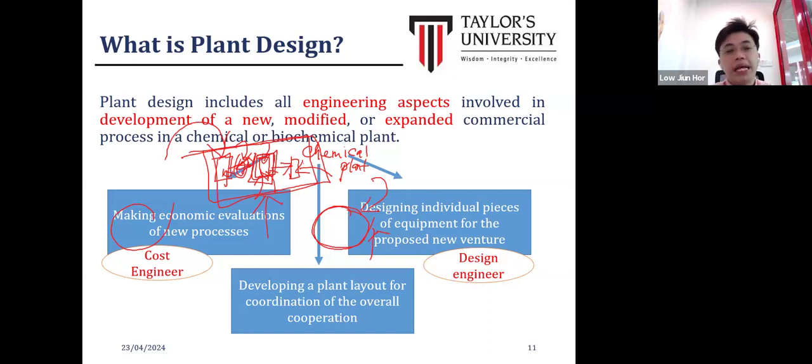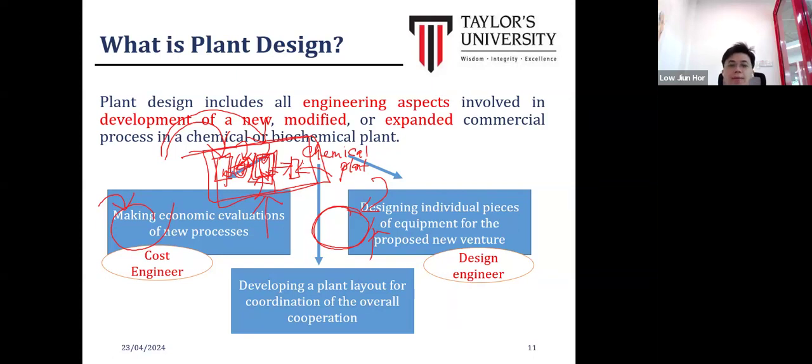So remember, the main function of the industry is not only to produce a product; they are actually doing a business, they want to make profit. So that's why it's very important. You need to make sure the chemical plant you design can help your boss, the stakeholder or your customer to make profit. If you deal with the costing, then you can also consider yourself a cost engineer.